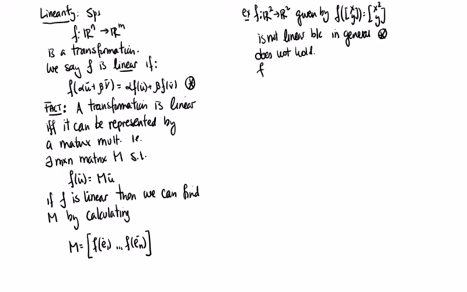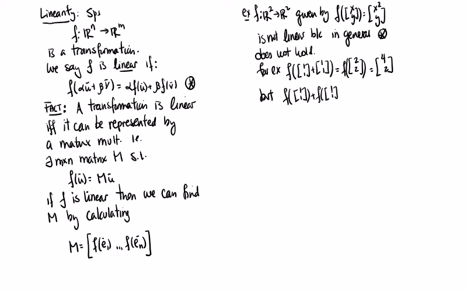So for example, if I were to say f of (1, 1) plus (1, 1). If I calculate this, this is f of (2, 2), which is (4, 2). But if I were to take f of (1, 1) plus f of (1, 1), this would be (1, 1) plus (1, 1), which is (2, 2), and these are not the same. So there's an example that destroys the linearity.